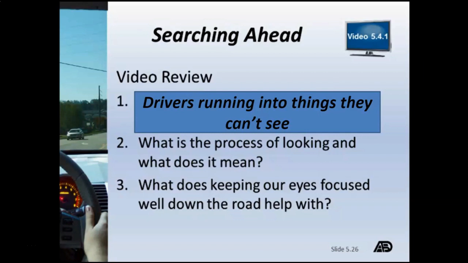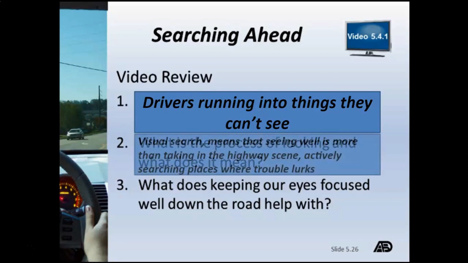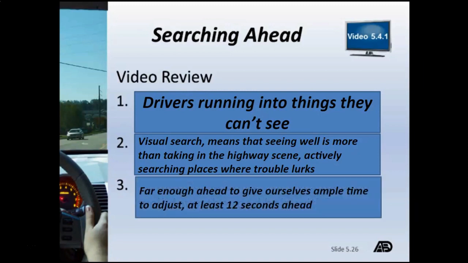What is the process of looking and what does it mean? Visual search means that seeing well is more than taking in the highway scene, actively searching places where trouble lurks. What does keeping our eyes focused well down the road help with? Far enough ahead to give ourselves ample time to adjust, at least 12 seconds ahead.